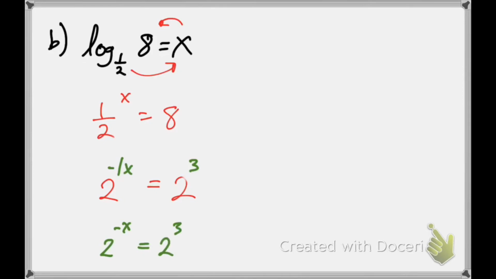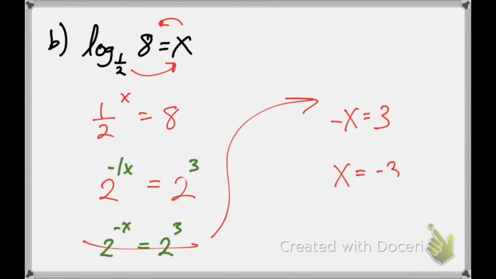Now since my bases here are equal, it means my exponents also have to be equal. So to finish, I can basically just cross those out and be left with negative x equals 3. And solving for x, I get x equals negative 3. Now you guys might have been able to see this at the beginning, right here, that if f(x) was equal to 8, then x would be negative 3. If you can evaluate that mentally, that's totally fine. I'm just trying to give you guys methods to solve for everything.